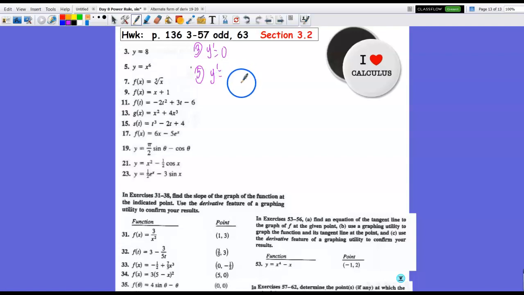Problem number 5, we have a power function, x to the 6th, and the derivative of that power function using the power rule. Remember, we're going to multiply the coefficient by the power and decrease the power by 1. So we get 6x to the 5th power.